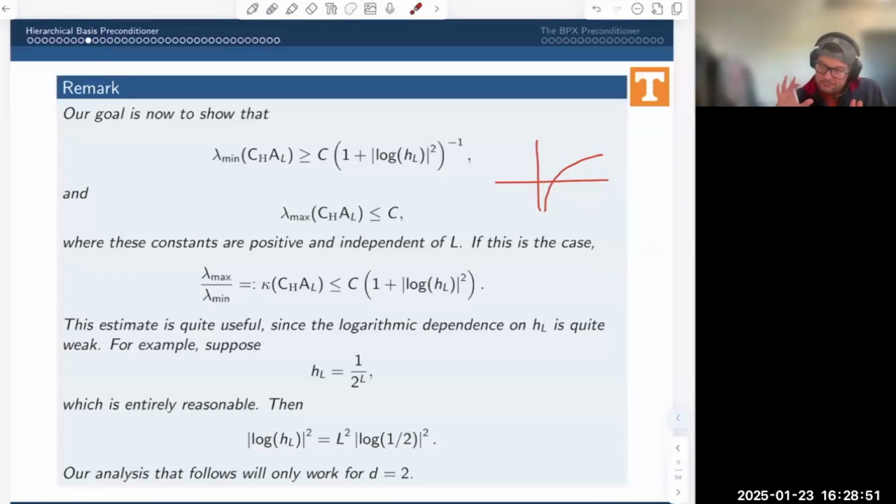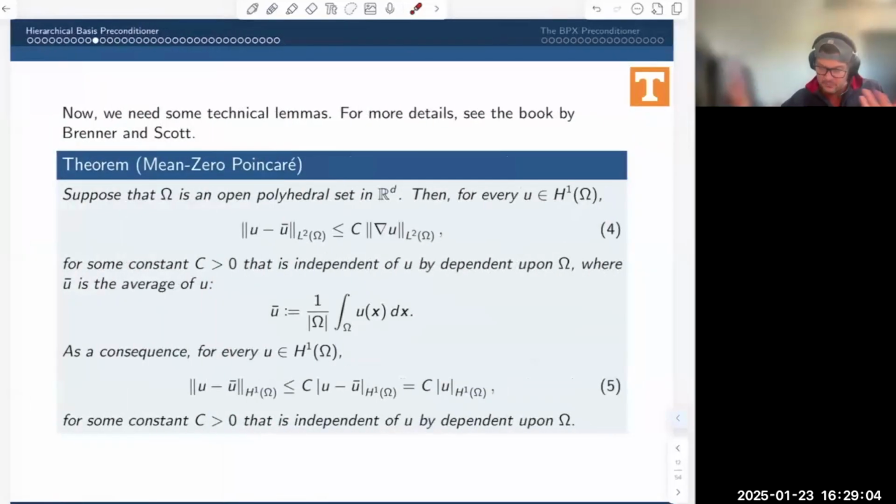So there are other methods which turn out to be even better than a fast tridiagonal solver, it turns out. But in any case, we're going to do this analysis for d equals 2. And then we don't get everything in this analysis, but we get something.